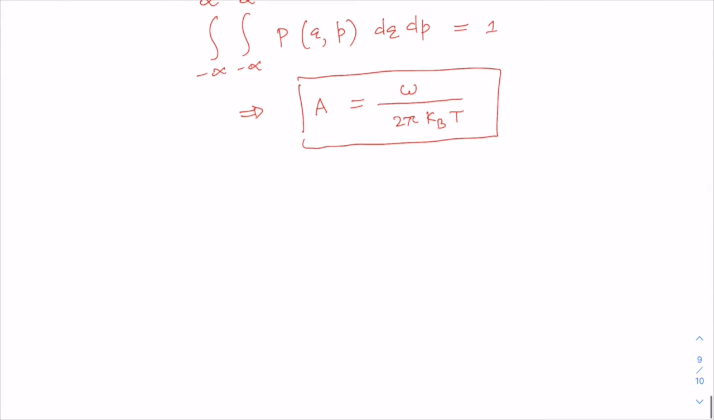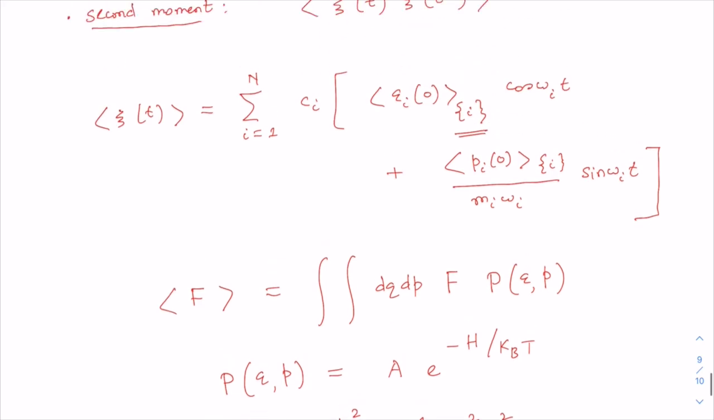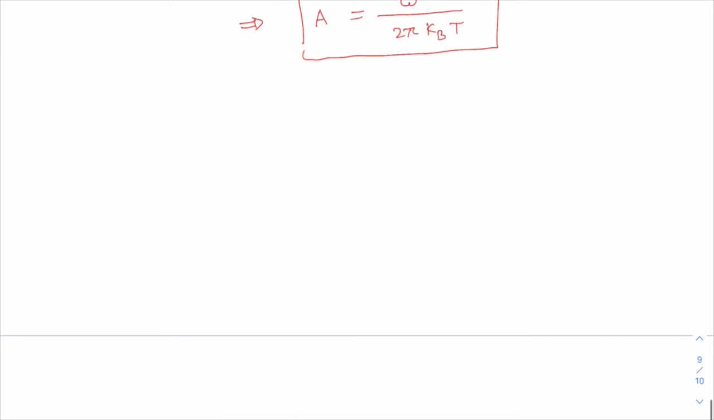Now the average of the initial position, say this quantity: to calculate the average of this Langevin noise, we need to calculate the ensemble average of the initial position of the ith bath oscillator, as well as the corresponding initial momentum of the bath oscillator. First, let me show you how to calculate this quantity qi, the initial position of the bath oscillator, in fact the ensemble average. So rather than writing this zero here, I will just write it as qi.